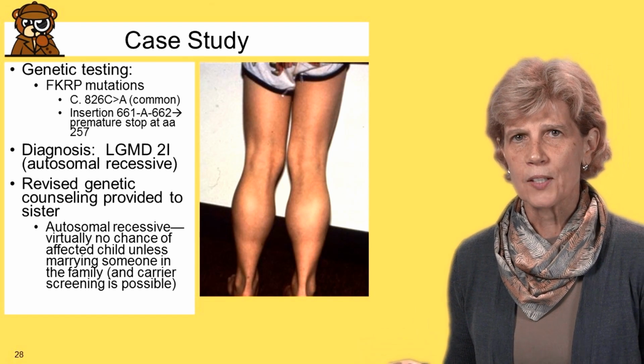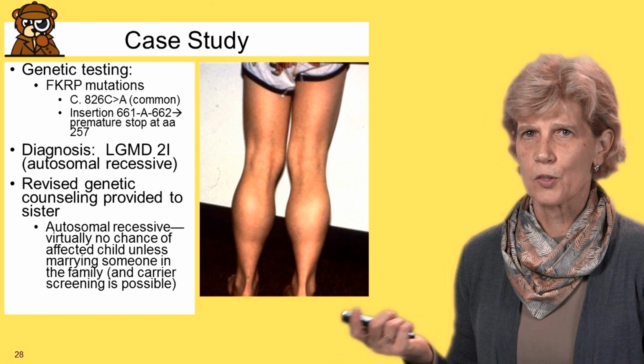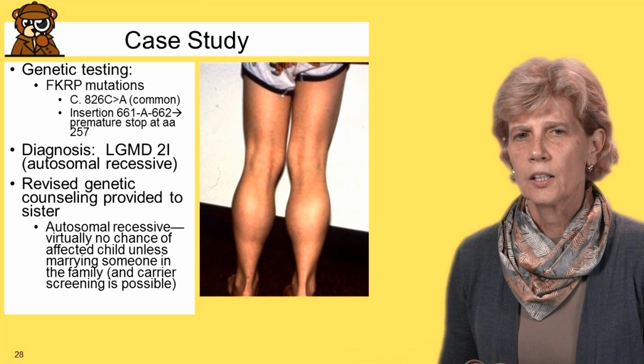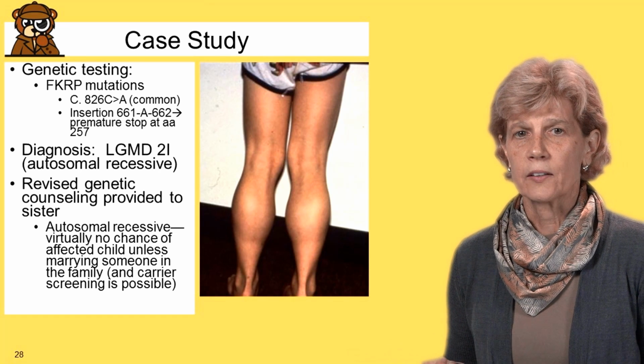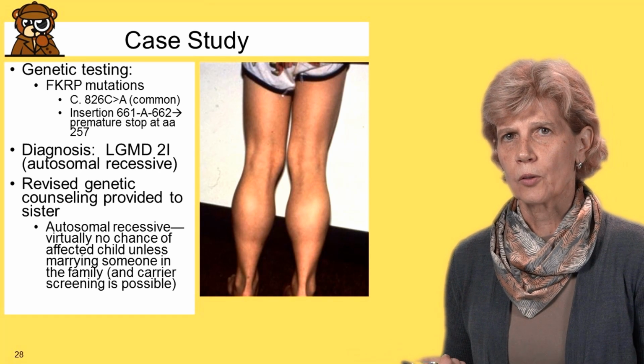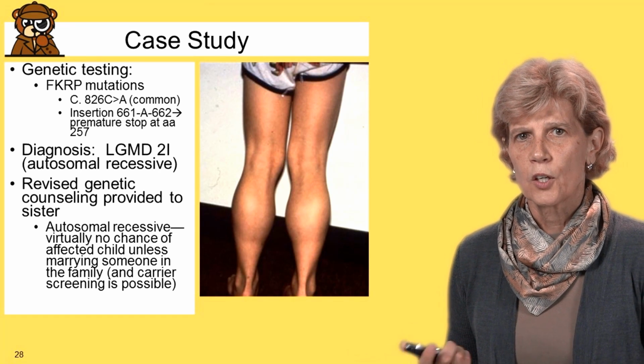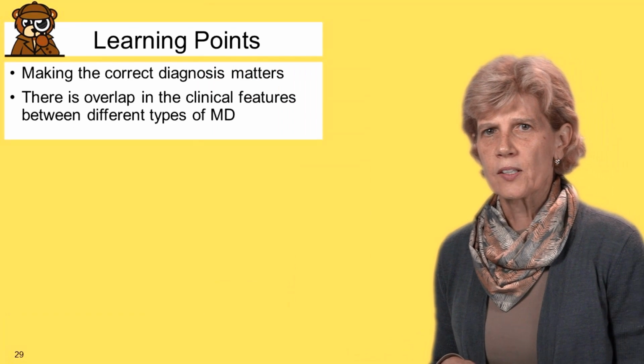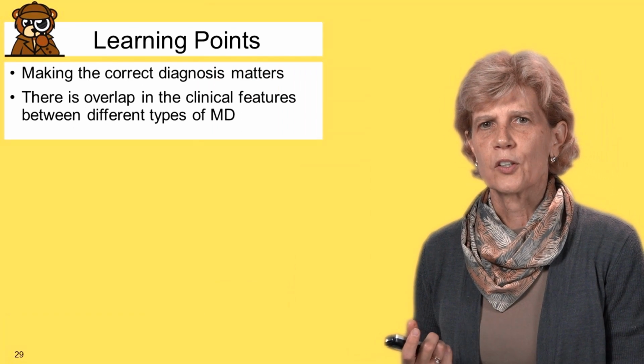The population-based incidence of FKRP mutations is less than 1 in 300. And at least one of the sisters elected then to go ahead and have children. So the teaching point from this case is that making the correct diagnosis matters.